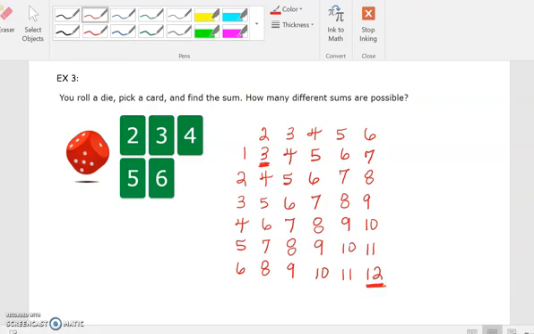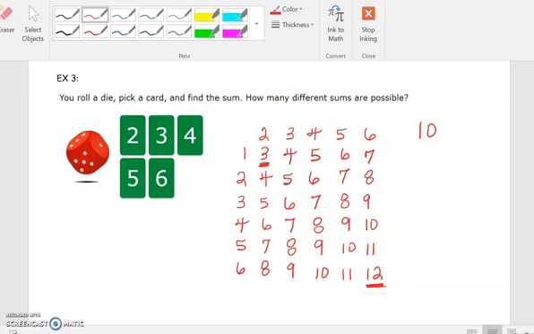So we could write those out. We could count those. We have 1, 2, 3, 4, 5, 6, 7, 8, 9, 10. So I have 10 possible sums that I could get if I roll the die and I choose one of these cards.